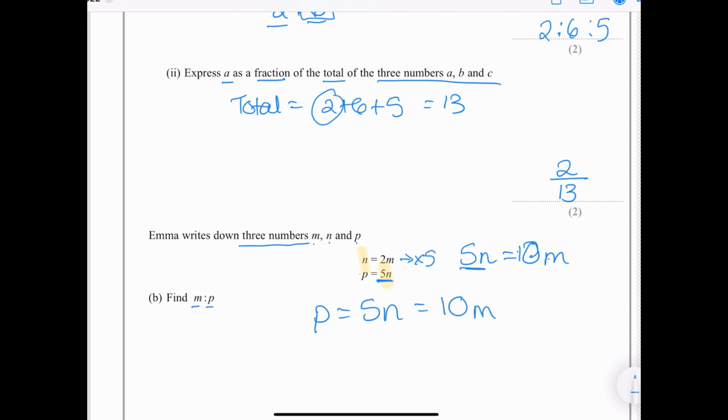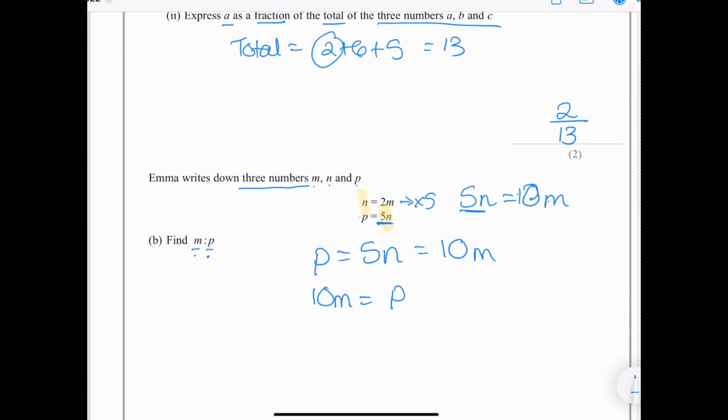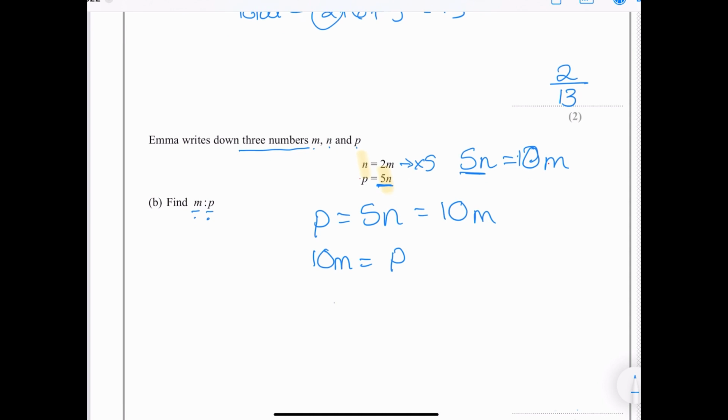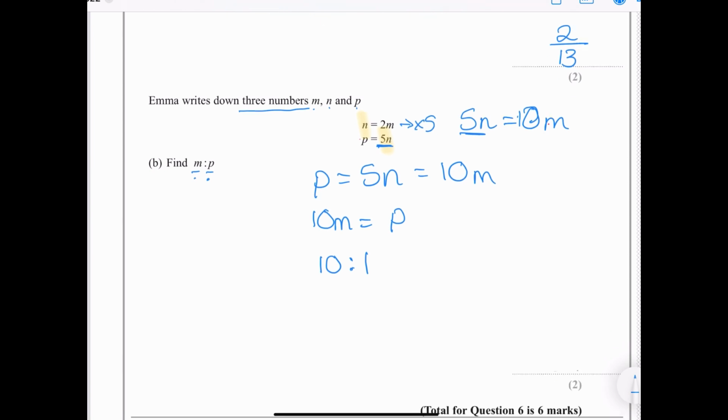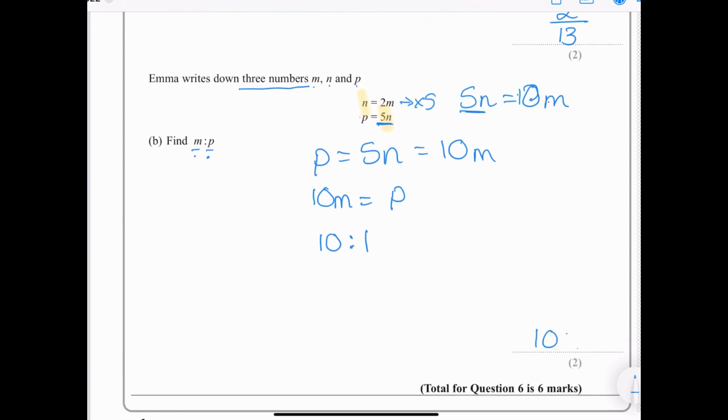Now, what does the question want? The question wanted my M to P ratio. So it is 10 lots of M equals 1 lot of P. That's not a ratio at the moment, that's an equation. So as a ratio, I would write it: 10 lots of M is 1 lot of P. 10 to 1, like that.